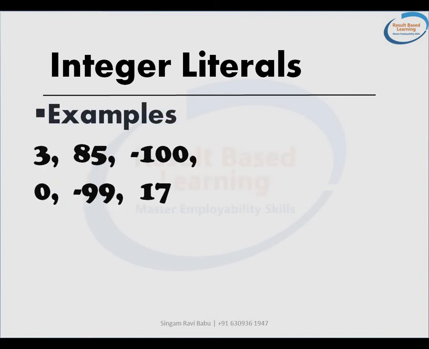You can look at some of the examples. 3 is an integer, 85 is an integer, minus 100 is an integer, 0 is an integer, minus 99 is an integer, 17 is an integer. None of these numbers have a decimal point. There is no floating point, so they don't have a fractional part. Any number without a fractional part is called an integer.